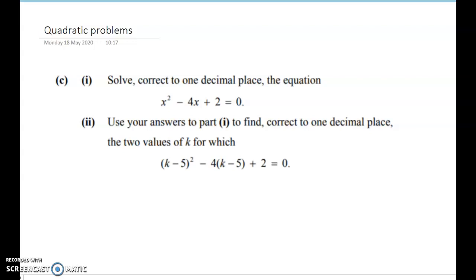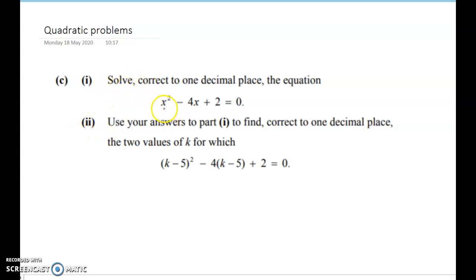Okay, so this is a quadratics question, but it has a little bit extra that you have to deal with. I'm going to go through the first part, and then we're going to look at the key thing I want to focus on, which is actually the second part. So we're asked to solve.